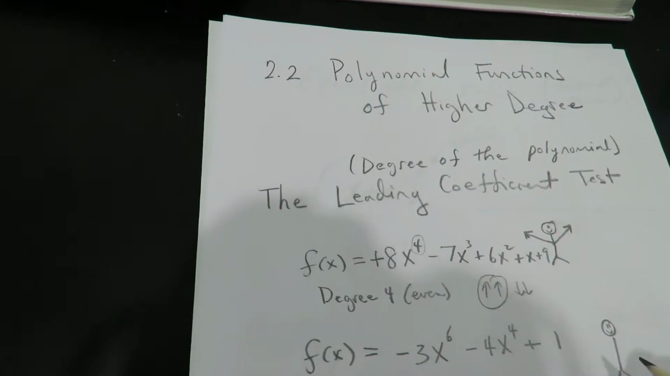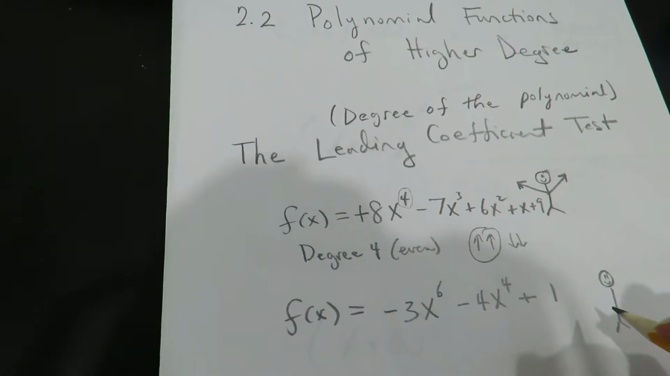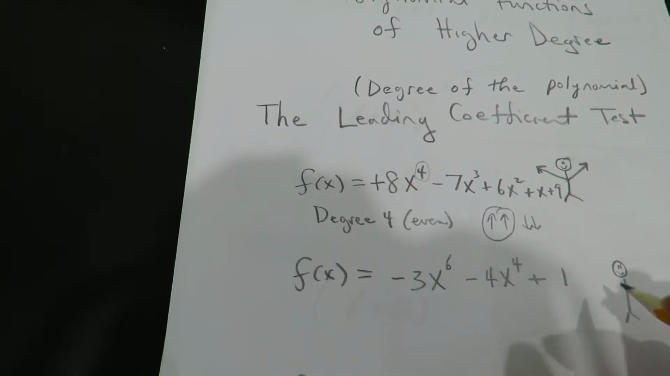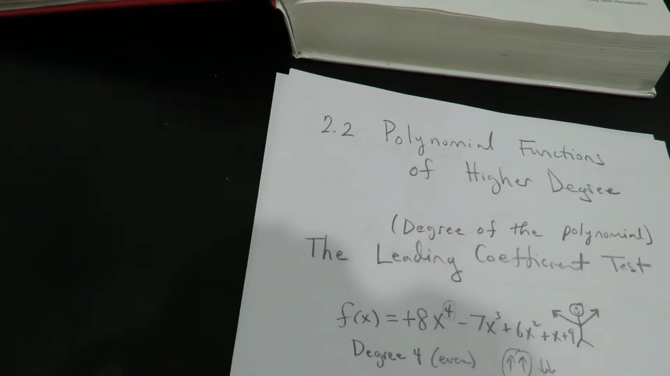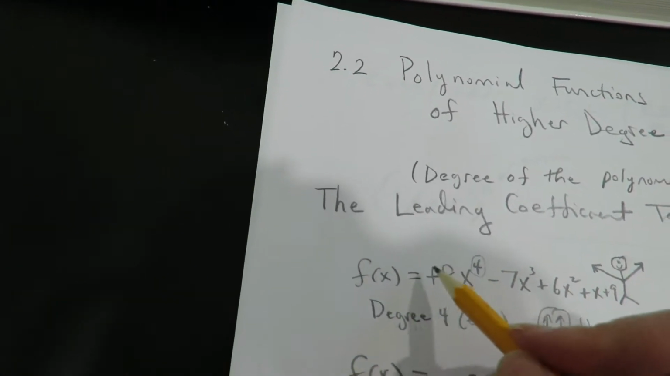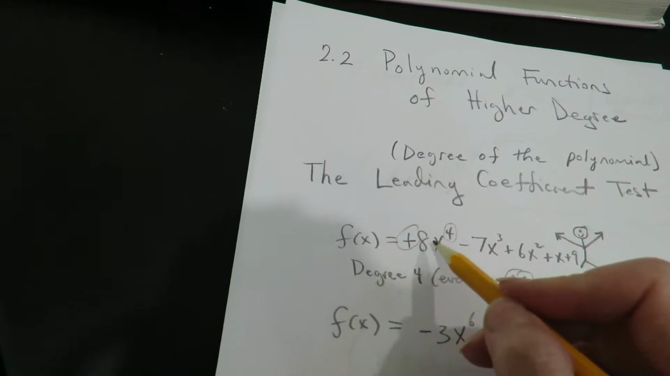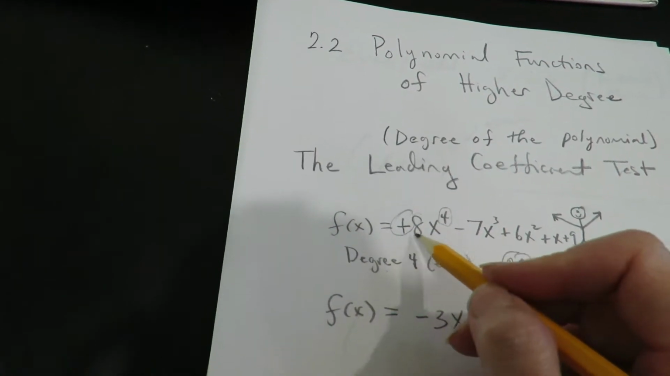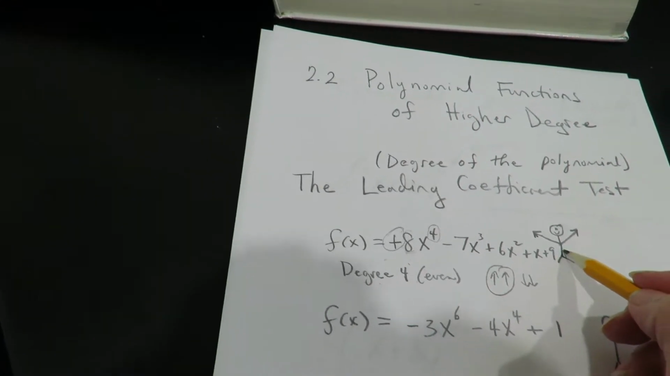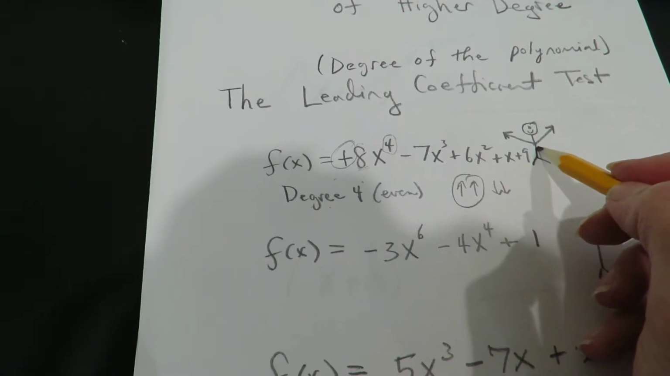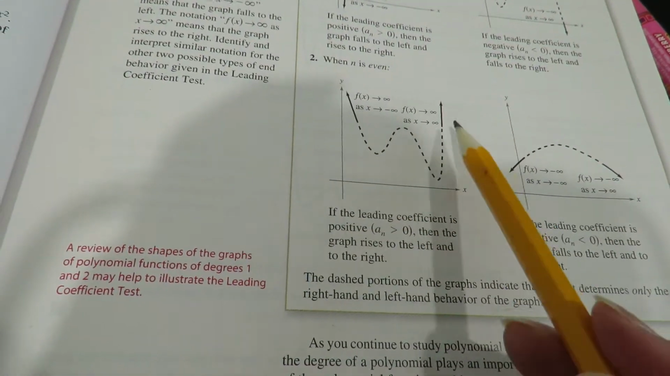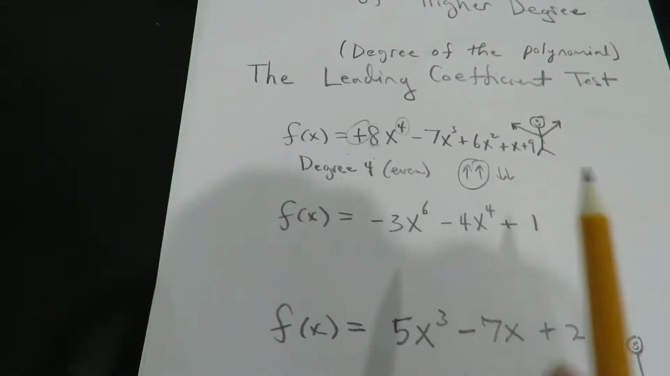I'm just going to put a little disco dancer here so you remember. This sort of reminds me of John Travolta disco dancing, right? Both his arms are going to be up. That's an even degree with a positive leading coefficient. It doesn't matter what the number is. It matters whether it's positive or negative. So on the ends of this graph, it will go up, up. We're not talking about what happens in the middle. We're talking about what happens at the ends.